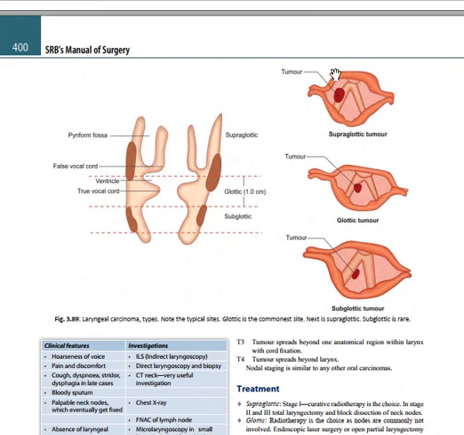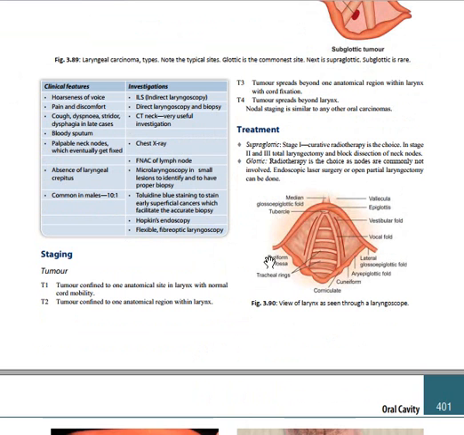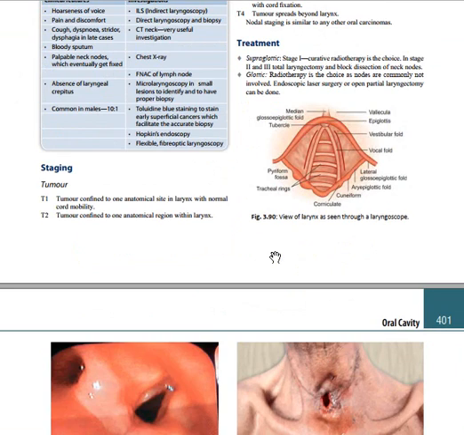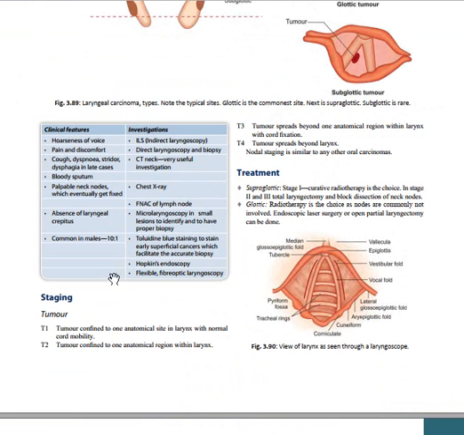Now these are the three forms of the tumors. We have the supraglottic tumor, the glottic tumor, and the subglottic tumor here. So these are the three main forms of the tumor. Now the treatment. How do you treat this? First the staging. The staging is still based on the TNM classification. You have the staging of the cancer.